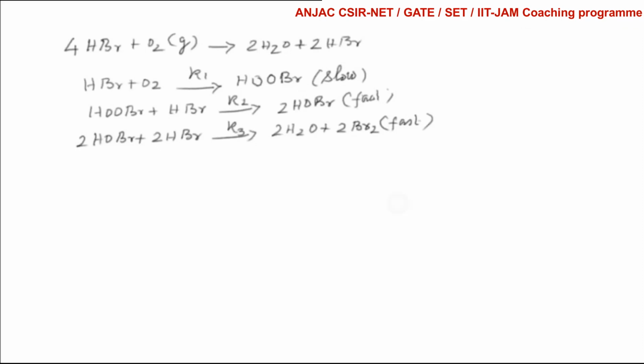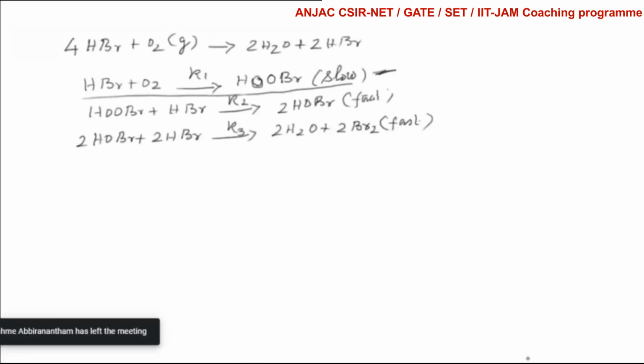Here, one step is indicated as the slowest step. Therefore, you can adopt an equilibrium approximation to this. But here, no such reaction is attaining the equilibrium. Then you can go for the steady state approximation. Before applying the steady state approximation, we will apply the rate equation for the slowest step.